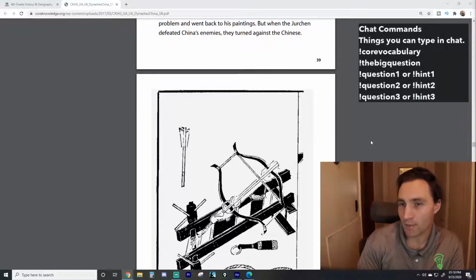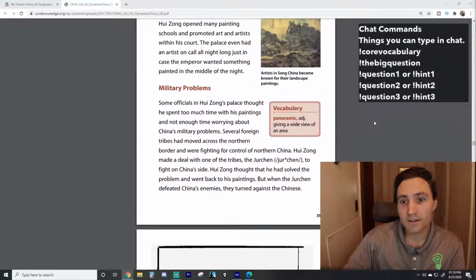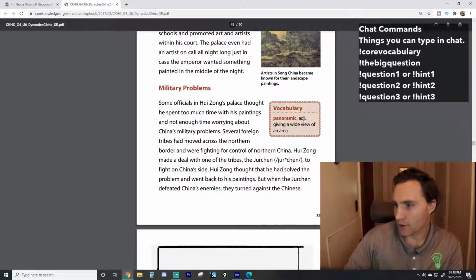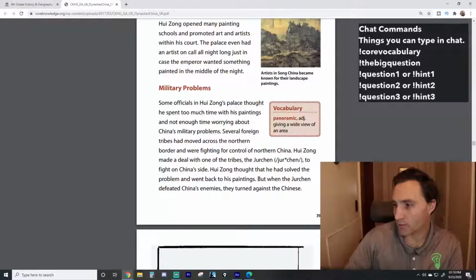So they were a tribe of foreigners. Remember, we learned about foreigners previously in this book. That was one of our key vocabulary words. Those that are paying attention will remember. Several foreign tribes. So they were a tribe of foreigners to the north of China. They helped Chinese defeat other tribes and the enemies of China, right? They defeated China's enemies.